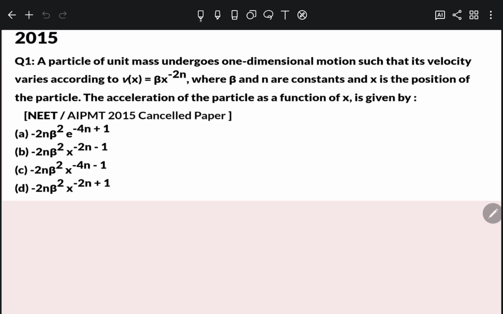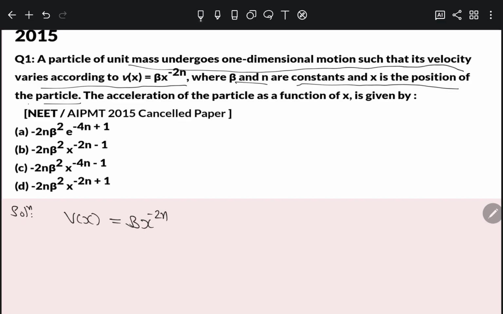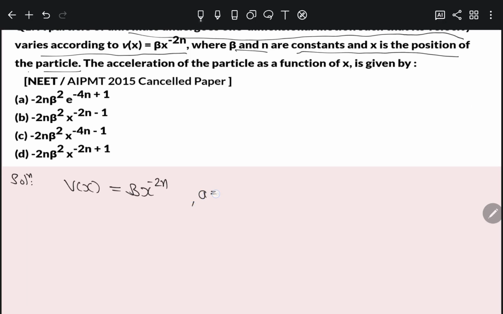A particle of unit mass undergoes one-dimensional motion such that its velocity varies according to this relation, where beta and n are constants. x is the position of the particle. They are asking for the acceleration of the particle. So the velocity they have given is beta x to the power minus 2n, and they are saying find the acceleration.